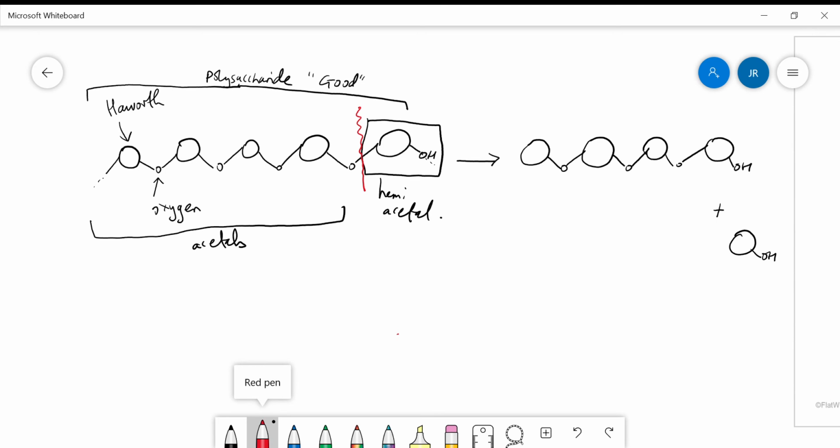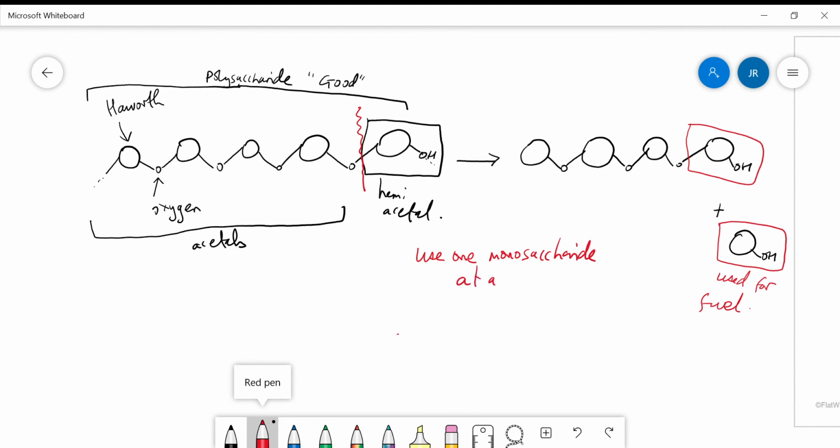Okay, so if I break this bond here, I'm left with 4 units, and I've got an extra unit here. So this now is used for fuel, gives me some energy, and I can do the same again to the next one. I can break this and use that for fuel, but notice I can't use them all at a time. I can only use one at a time. So I can use one monosaccharide at a time.